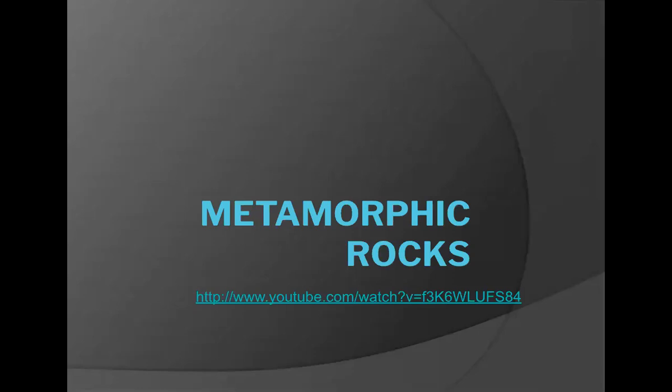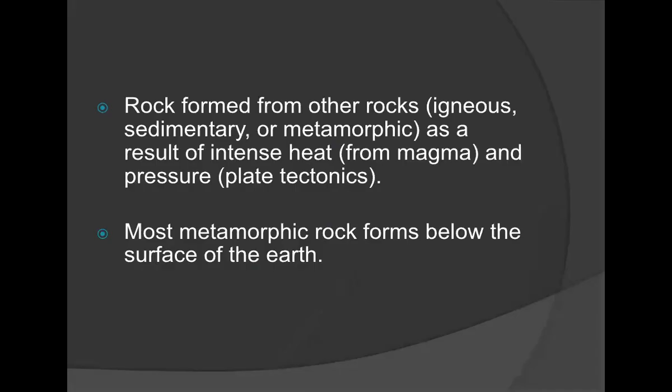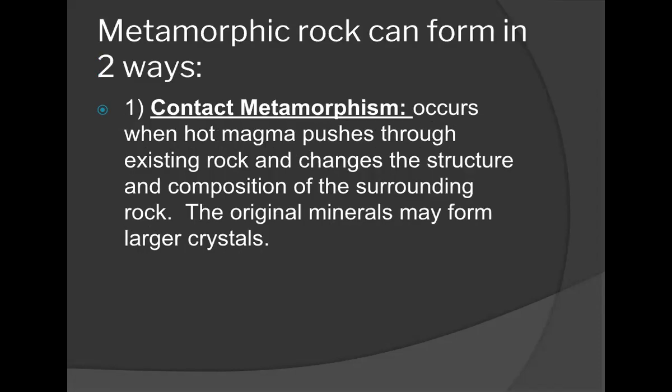All right, and the last type we're going to talk about is metamorphic. Rock that is formed from other rocks. Metamorphic rocks are formed from other rocks. They are formed from igneous, sedimentary, or metamorphic as a result of intense heat and pressure. So the key words here are intense heat and pressure. Most metamorphic rocks form below the surface of the earth. There are two ways that they can form.